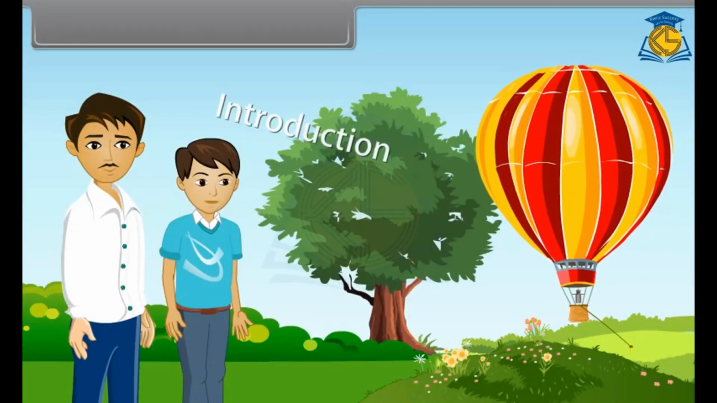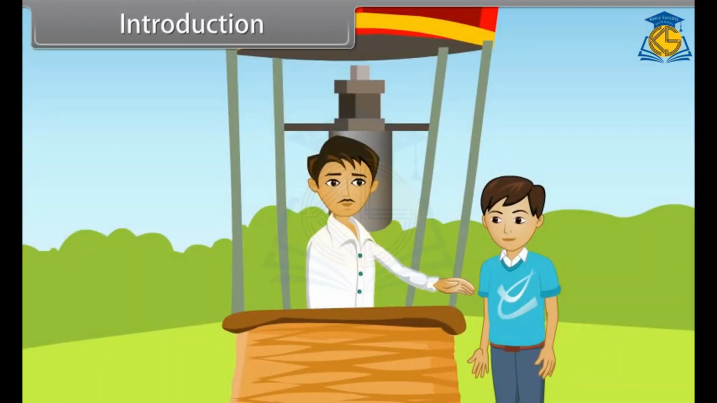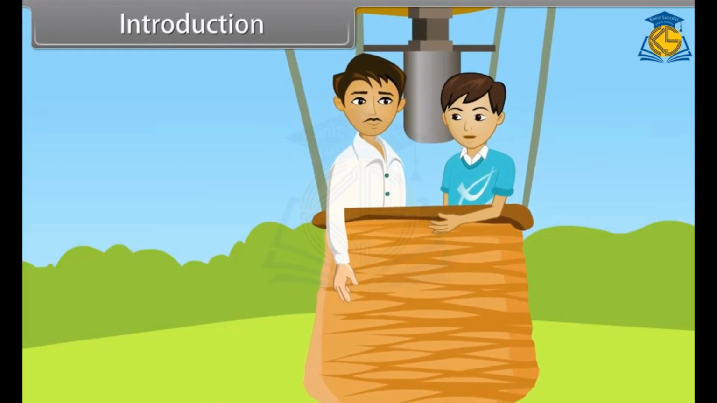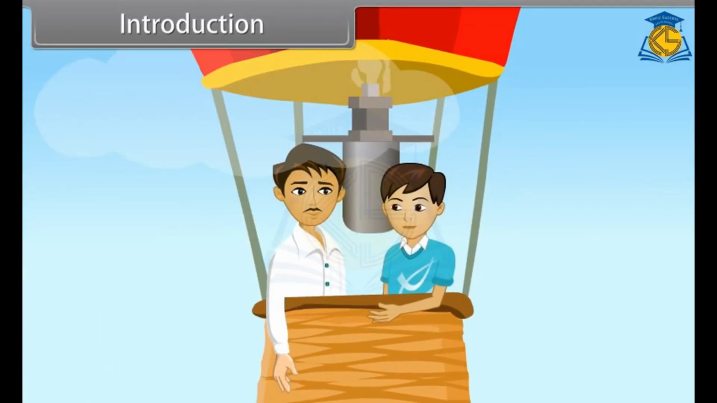Introduction. Come on, Dad. Let's get on the balloon. Easy, Rohit, easy. Yippee! It is going up now. We are flying like a bird. Dad, I want to ask you something. Yes, Rohit, tell me. How does it get into the air?